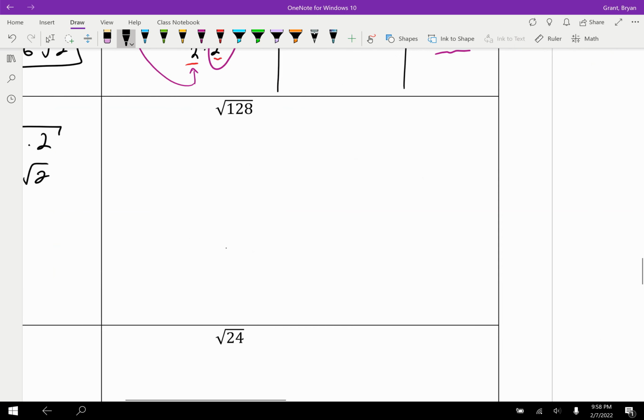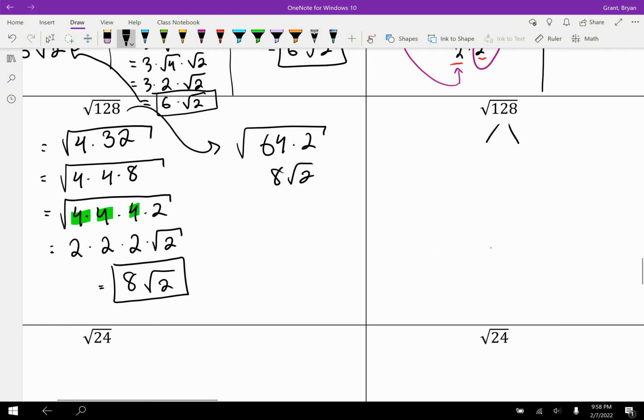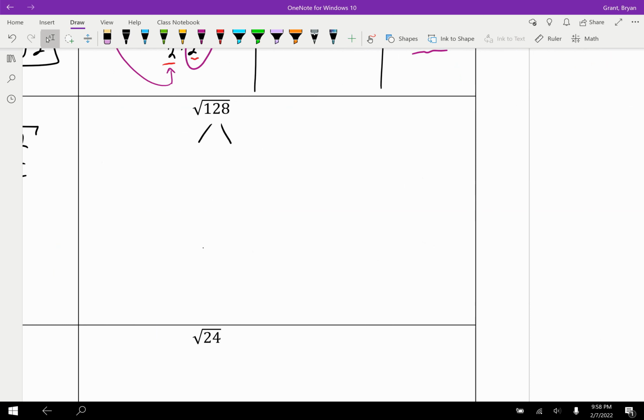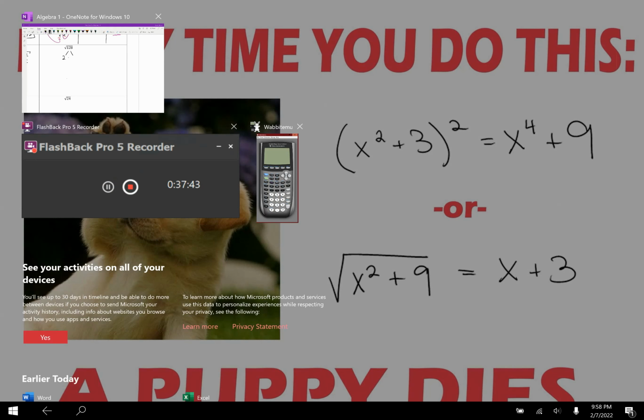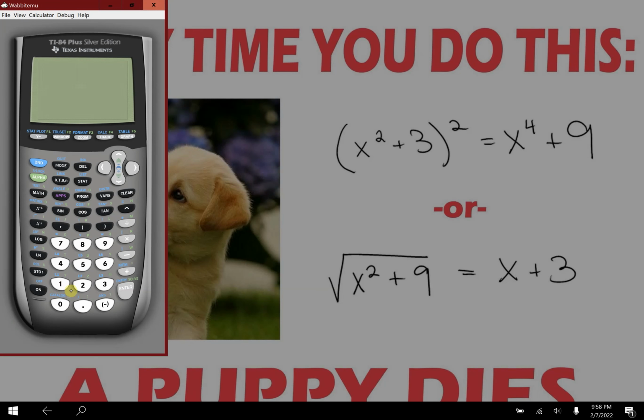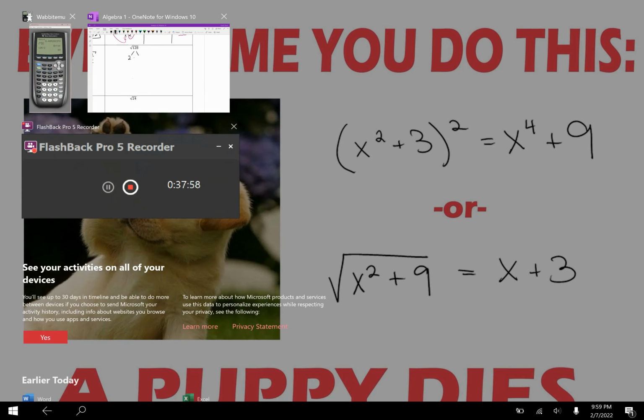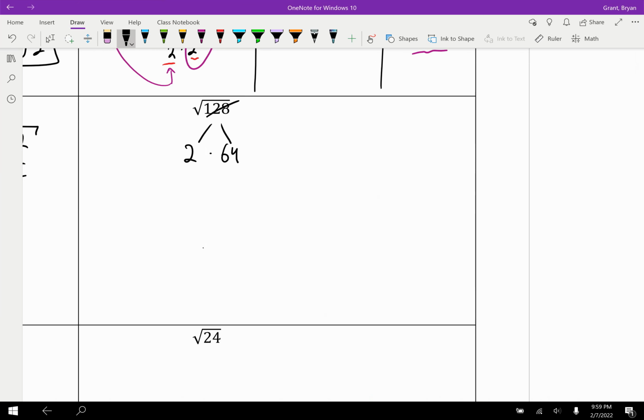All right, let's try that tree method. Ready? So we're going to go through and we're going to say, okay, what goes into 128? And we already did 4, didn't we? But let's say you don't even know 4. I know that it ends in an even number. I know that 2 has got to go in there. 2 times what? Well, maybe you turn to your calculator. There we go. 128, and we're dividing it by 2. That's 64. Okay, so we get 64, cross out 128.